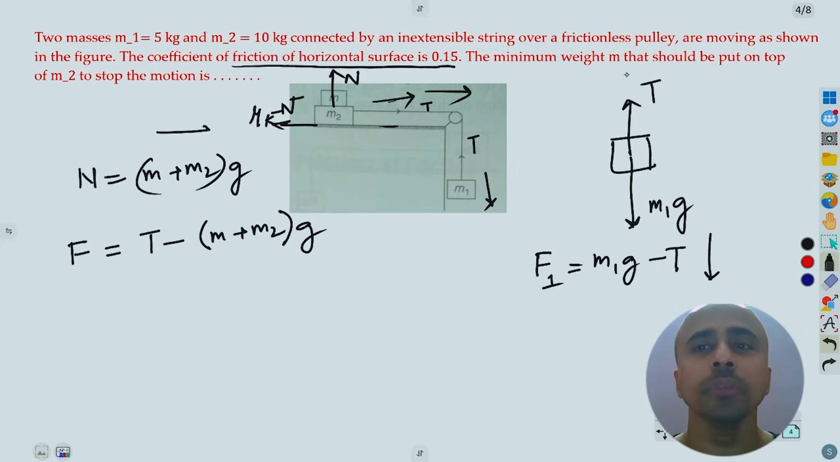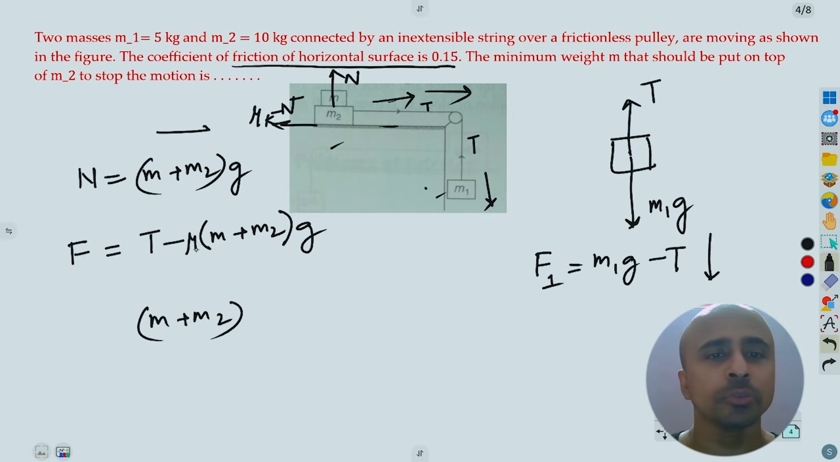Now we have to find the minimum weight m so that the system remains stable. I mean it does not move, either this one or this one. If this moves, then it will move, right? Similarly, if this remains still, then this will also remain still. So in order that there should not be any motion, what we need is m plus m2 into this thing. Sorry, it will be mu k. Okay, it is T minus mu k N, right? The force is basically T minus mu k N along this direction.